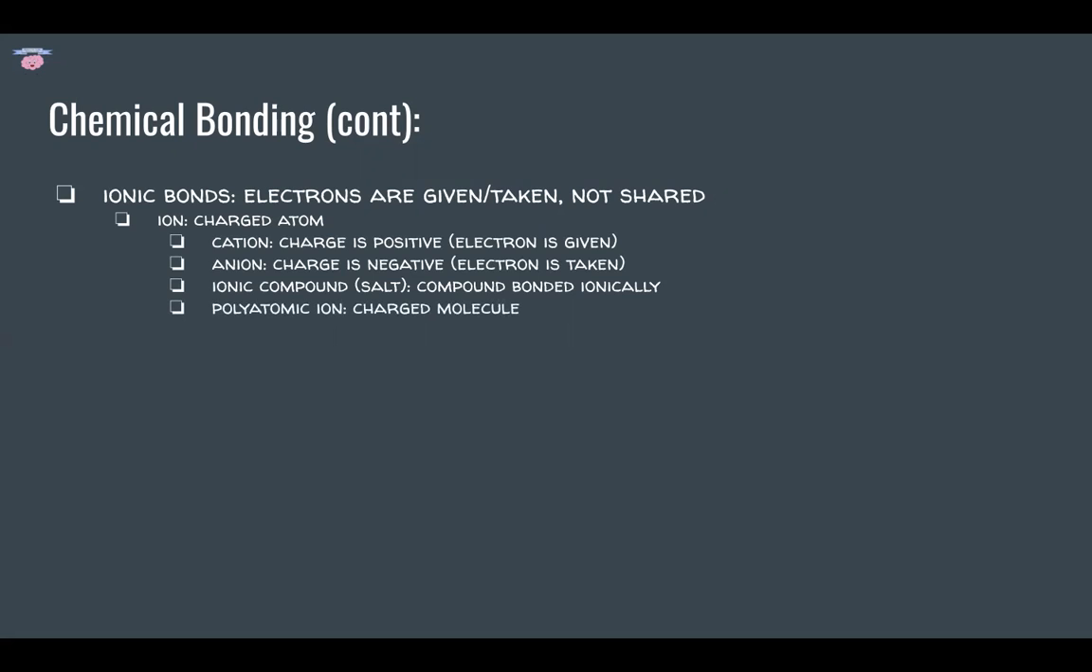An ionic compound, also called salt, is a compound that's bonded ionically. A polyatomic ion is not the same thing because it's a molecule, but it's charged. So it's not exactly an ionic compound. It's not the bonding of two ions. It's the bonding of two atoms that create a molecule, but electrons are either given or taken. So it's polyatomic. It's a molecule. It's charged, though.